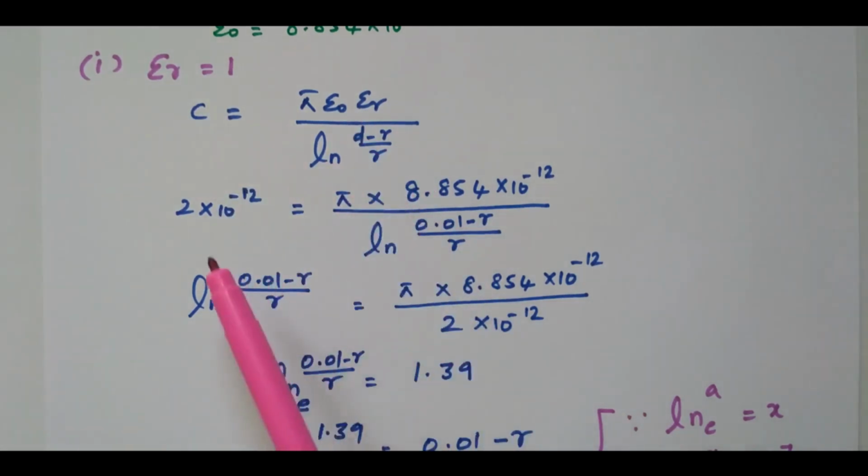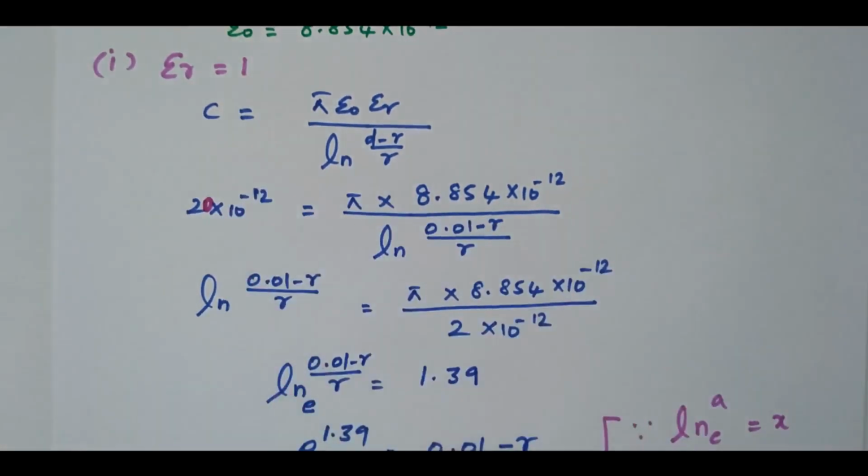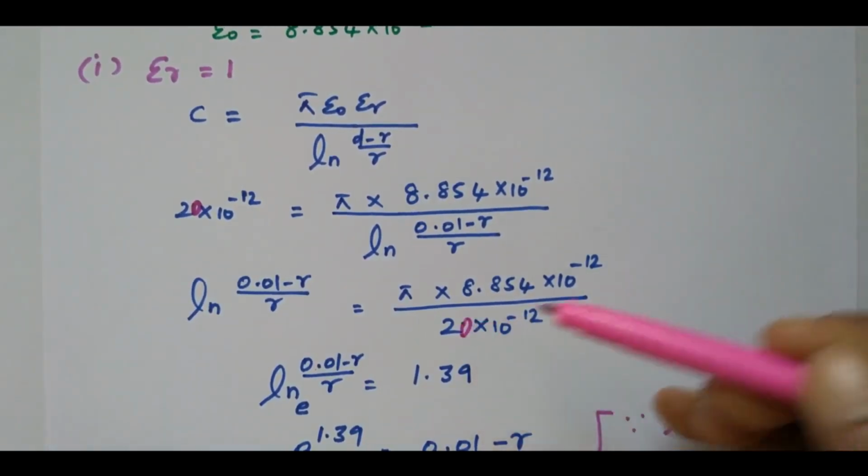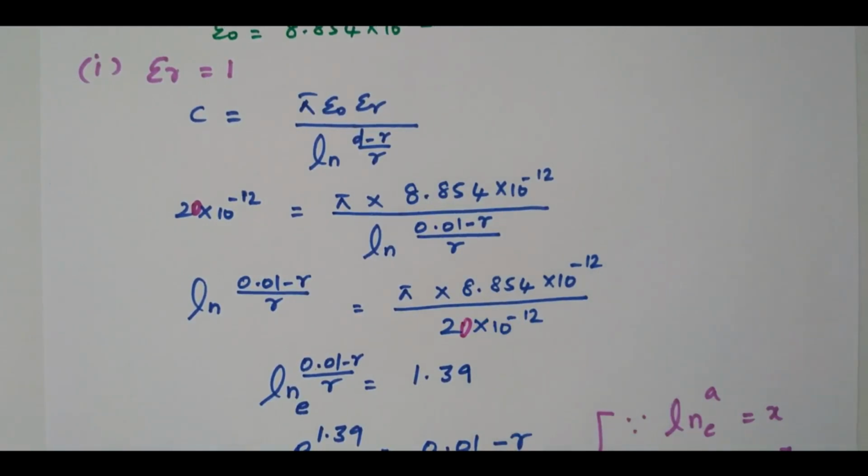Other data are available. The capacitance is available, 20 into 10 to the power minus 12 farad, right? It's not 2, it's 20. 20 into 10 to the power minus 12, equals pi epsilon naught, which is 8.854, epsilon r is 1, divided by log (d minus r) by r, where d is 0.01.